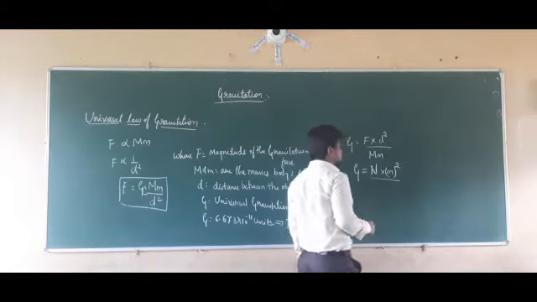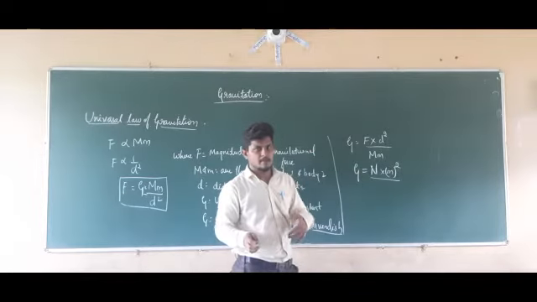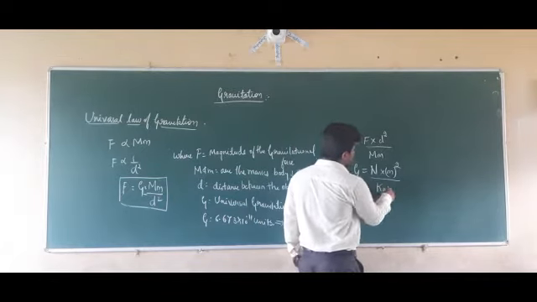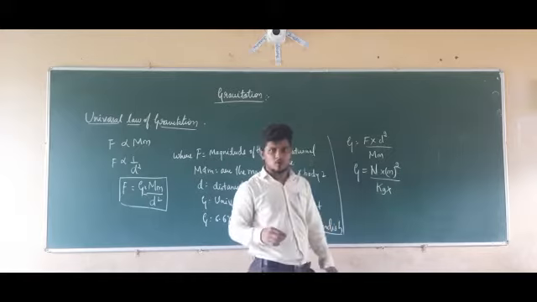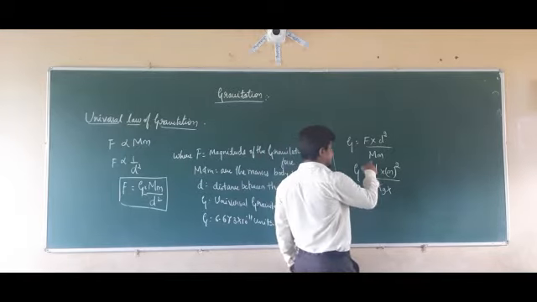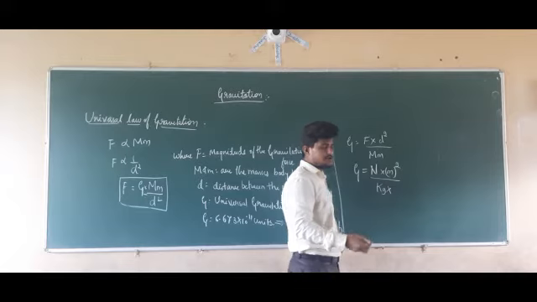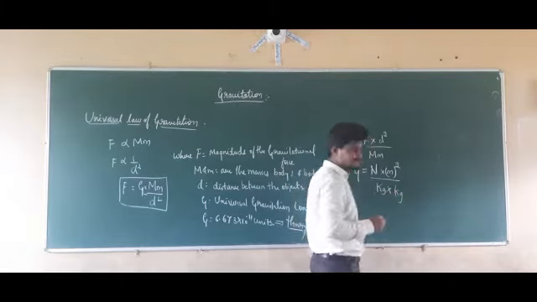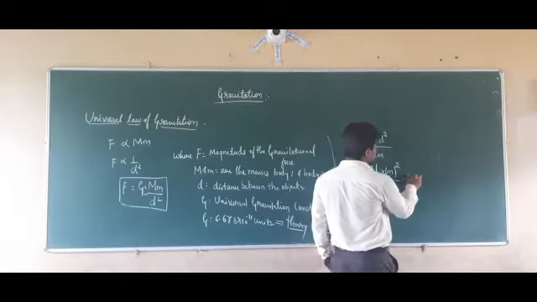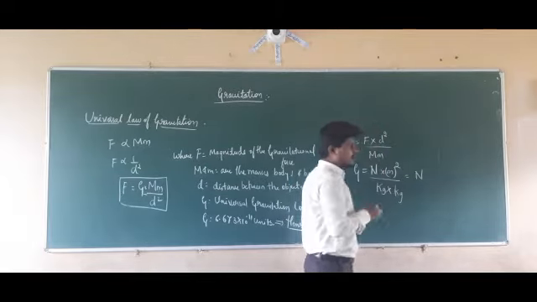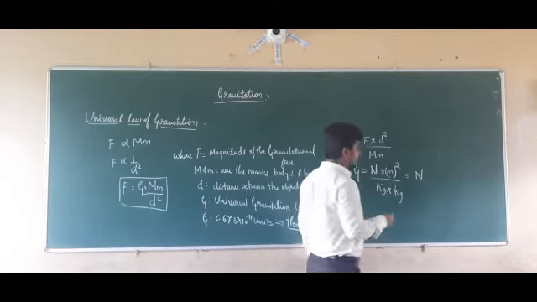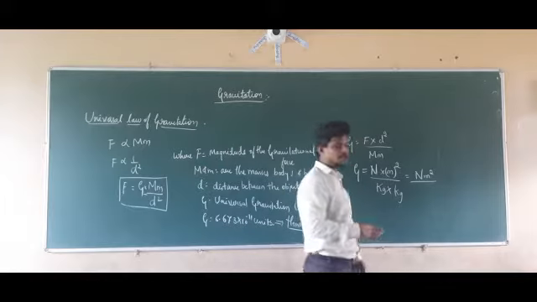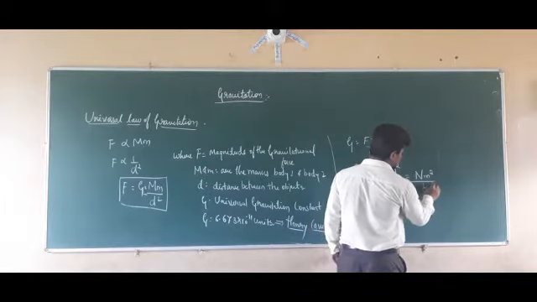What is the SI unit of the mass? Mass SI unit is kg. How many bodies are there? Two bodies. If one body has a mass in kg, another body also has a mass with SI unit kg. So the denominator becomes kg into kg, which is kg square. So that equals Newton meter square divided by kg square.